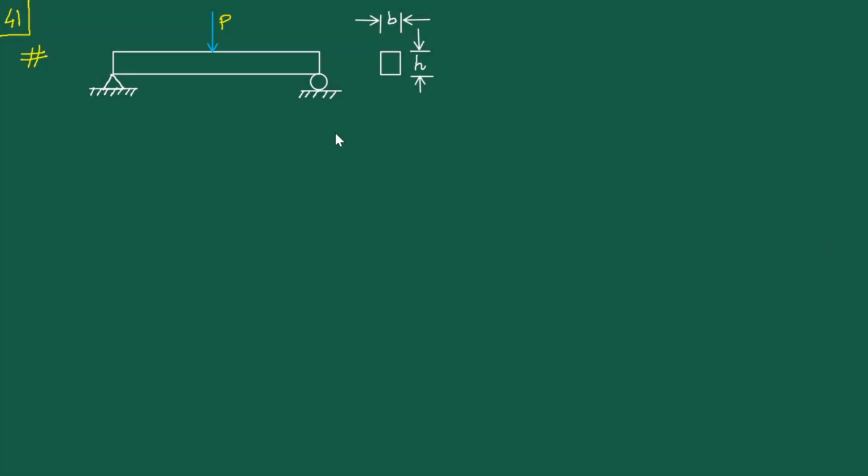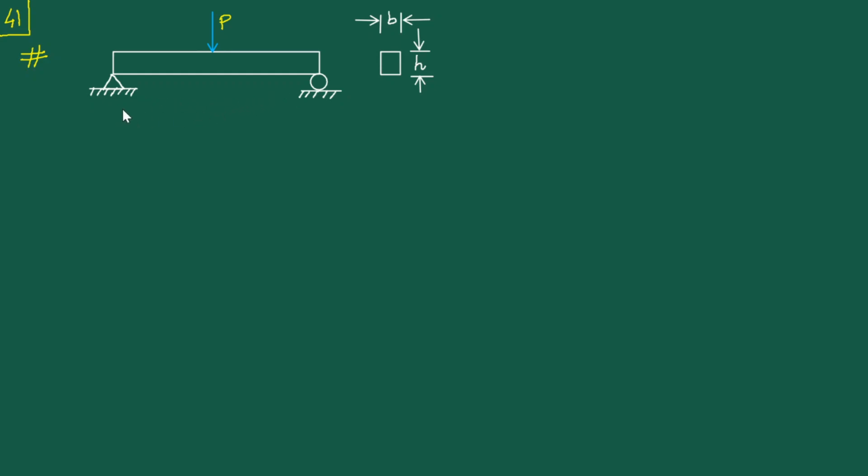Hello everyone. We'll continue with our discussions of problems in this lecture. As you can see here, I have already drawn the diagram. It is again a simply supported beam where the loading is in the form of a point force acting vertically downward at the midspan of the beam.